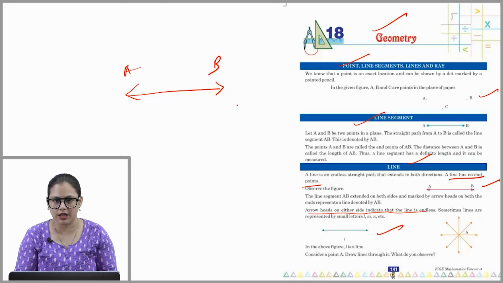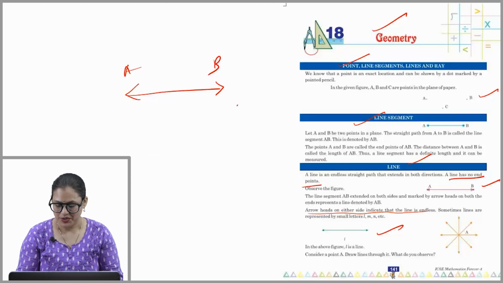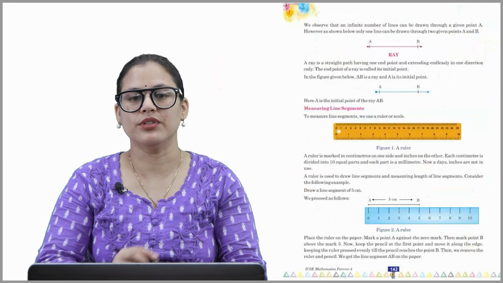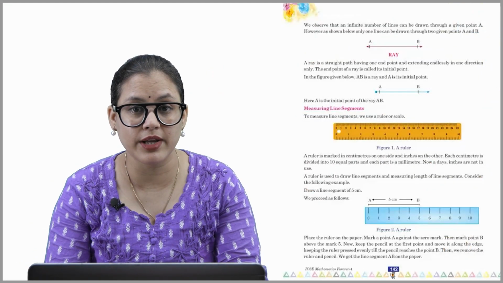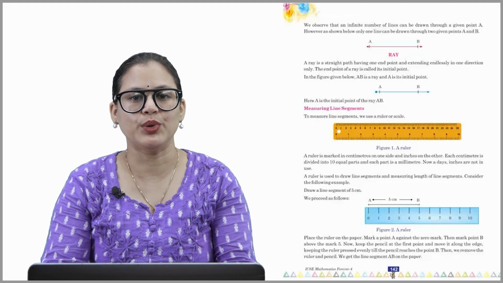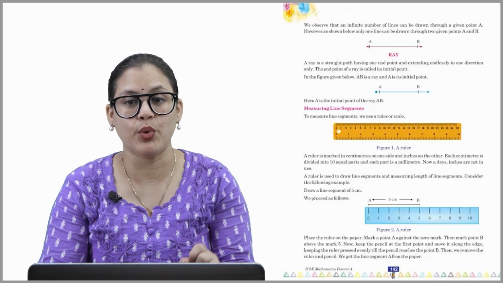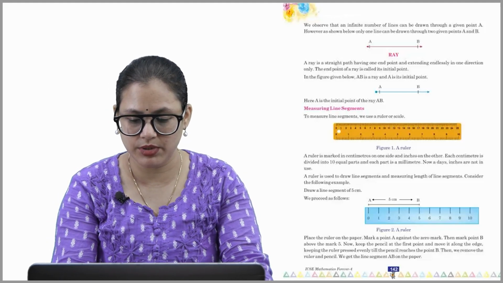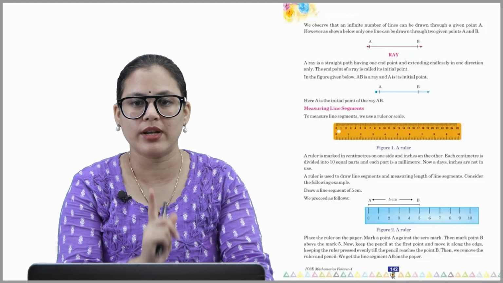Consider a point A, draw lines through it. What do you observe? See, this is a point A and you have drawn lines through it. So, what do we observe? We observe that an infinite number of lines can be drawn through a given point A. However, as shown below, only one line can be drawn through given points A and B. See, A and B, we can only draw one line.